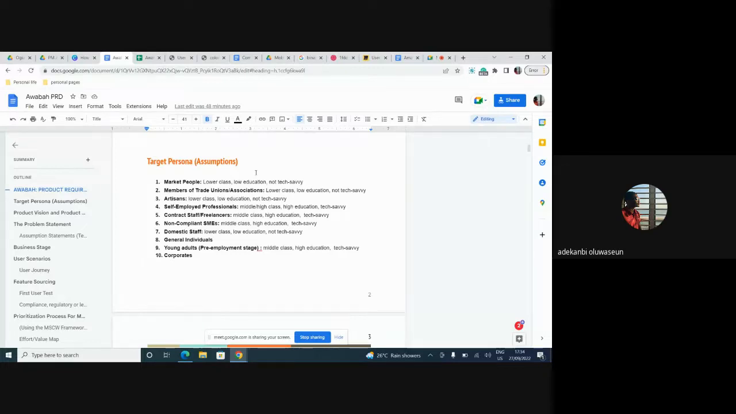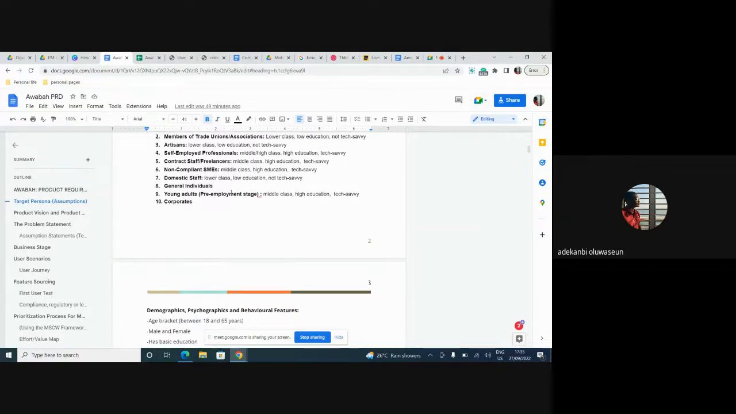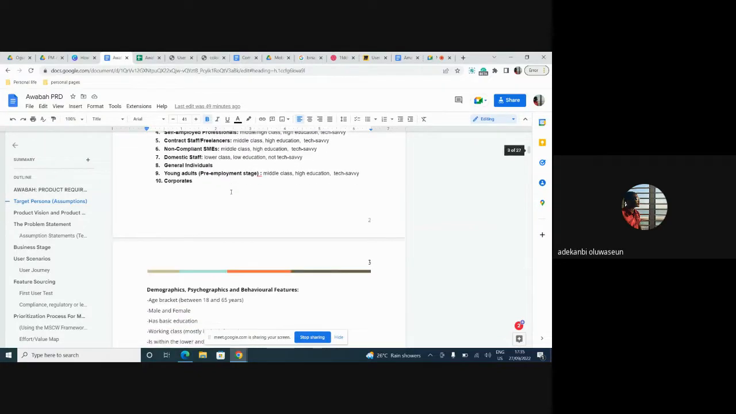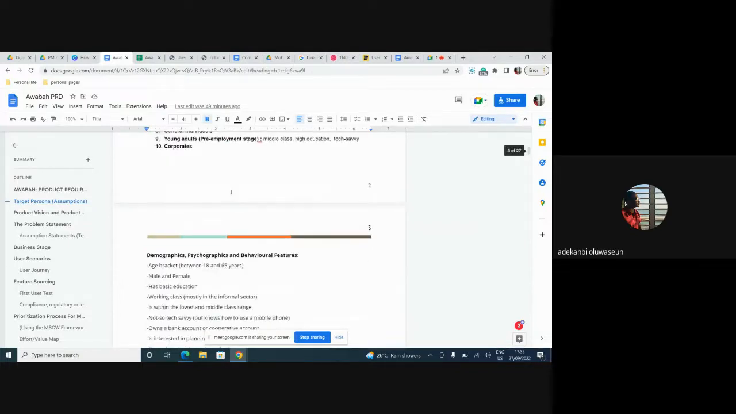You want to understand who they are first before you go deep into how this product would satisfy them. For this product, I highlighted the market woman, because it's actually a pension platform that allows people to save. It's a micro pension platform, so obviously artisans are within the scale: artisans, people in trade unions, self-employed professionals, contract staff and freelancers. These are the personas that the product intends to target.